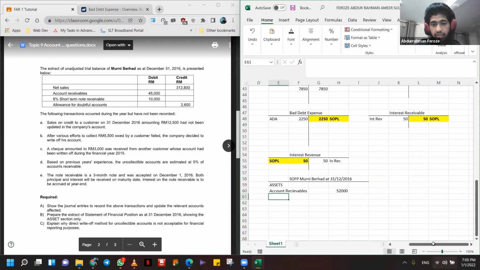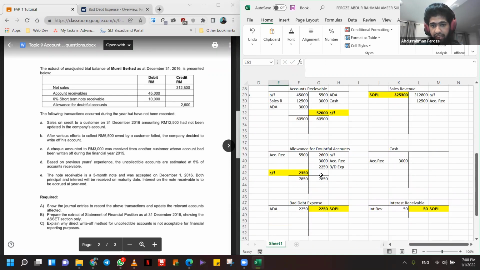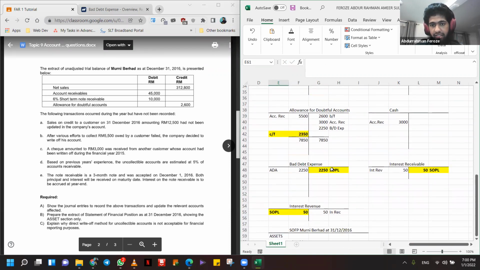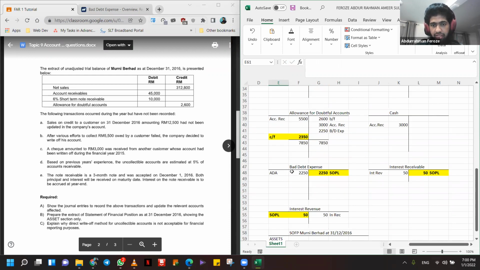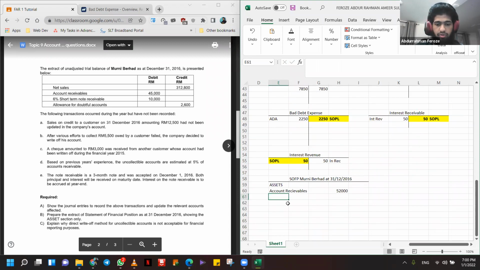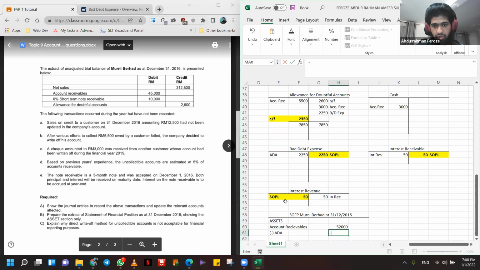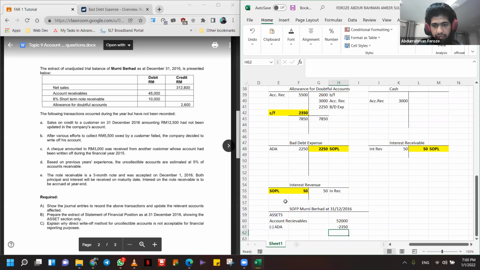Okay, but now we have to show the ADA, and the ADA is deducted from the accounts receivable because this is the amount that the company expects to not be paid back, right? So we have ADA, all right, and this would be minus 2,350.